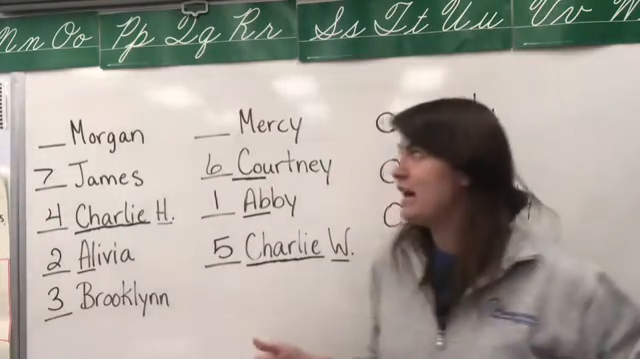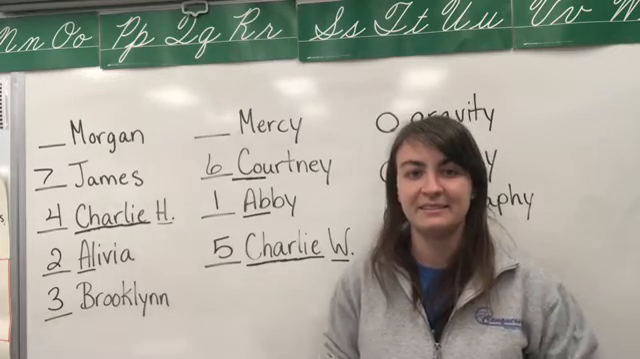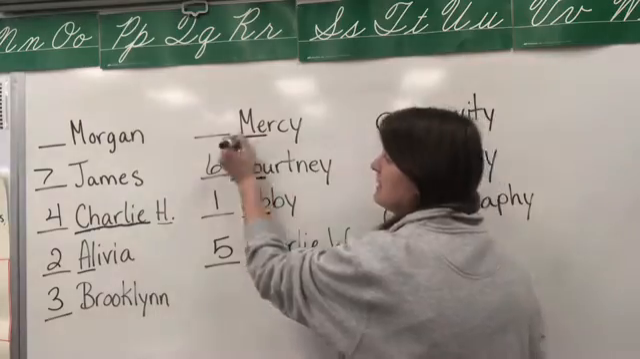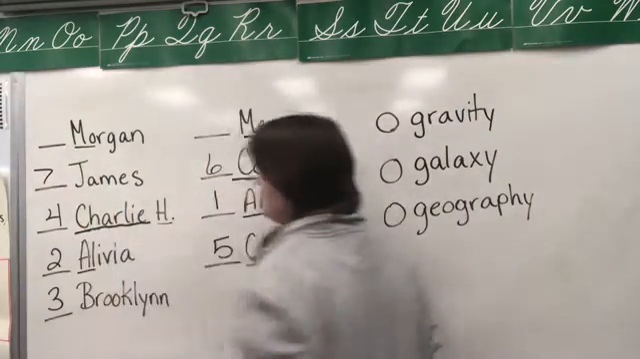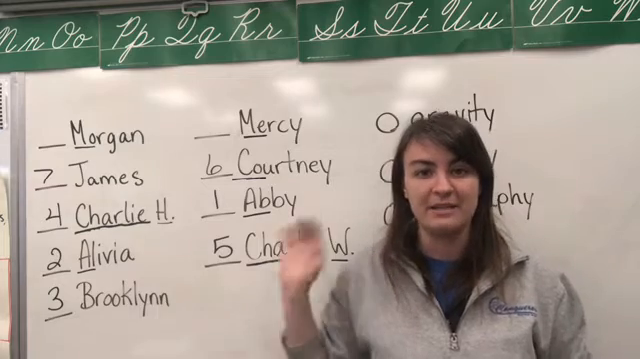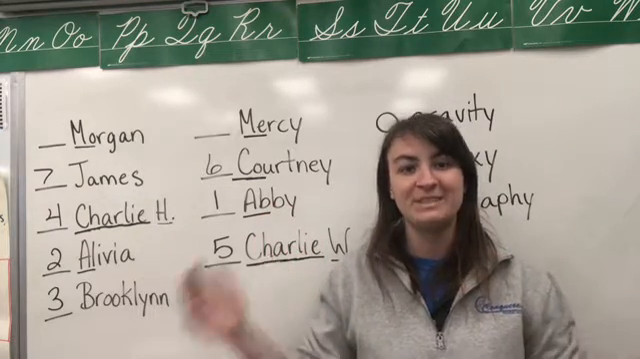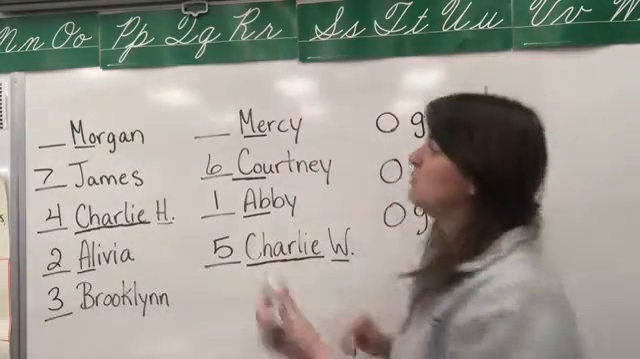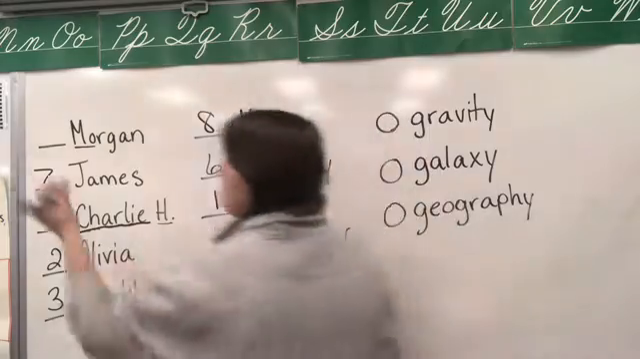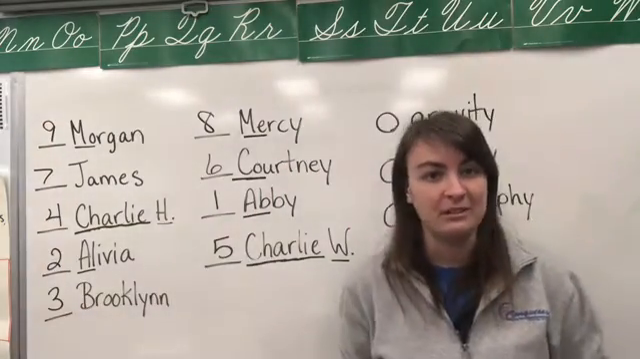All right, after J, then we've got K, L, M. We have 2 names that start with M, so we need to look at the second letter in both of these names. So we've got M-O or M-E. Which comes first in the alphabet, E or O? That's right, E does. So Mercy would be 8, and Morgan would be 9. And now we've alphabetized all of the students in our third grade class.